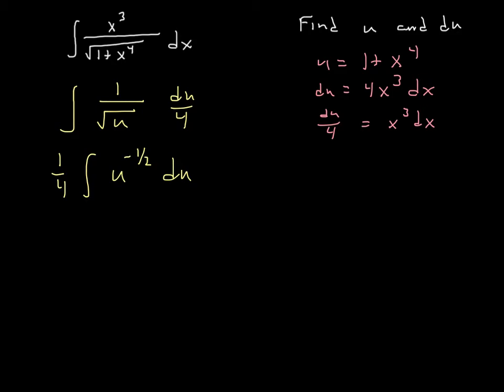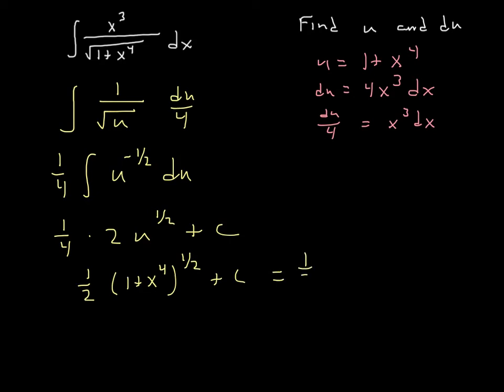So now integrating u to the negative 1/2, you should have had 1/4 times 2u to the 1/2 power plus c, or I'll get 1/2 times 1 plus x to the 4th to the 1/2 power plus c. Or if you wanted, you could just say that is equal to 1/2 times the square root of 1 plus x to the 4th plus c. So that's what you should have come up with when you did this problem.